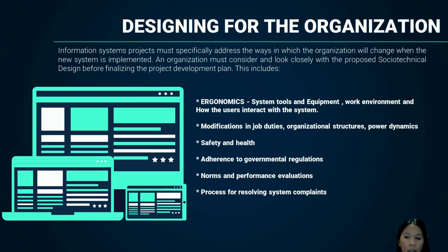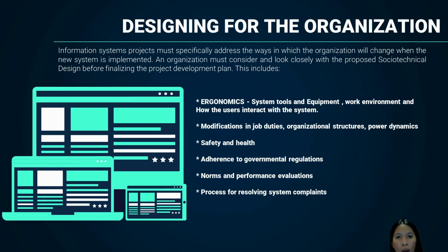Now that we are done addressing the tools and strategies for controlling the risk factors in project management, we will proceed to designing for the organization. Information systems projects must specifically address the ways in which the organization will change when the new system is implemented. An organization must consider and look closely at the proposed socio-technical design before finalizing the project development plan.